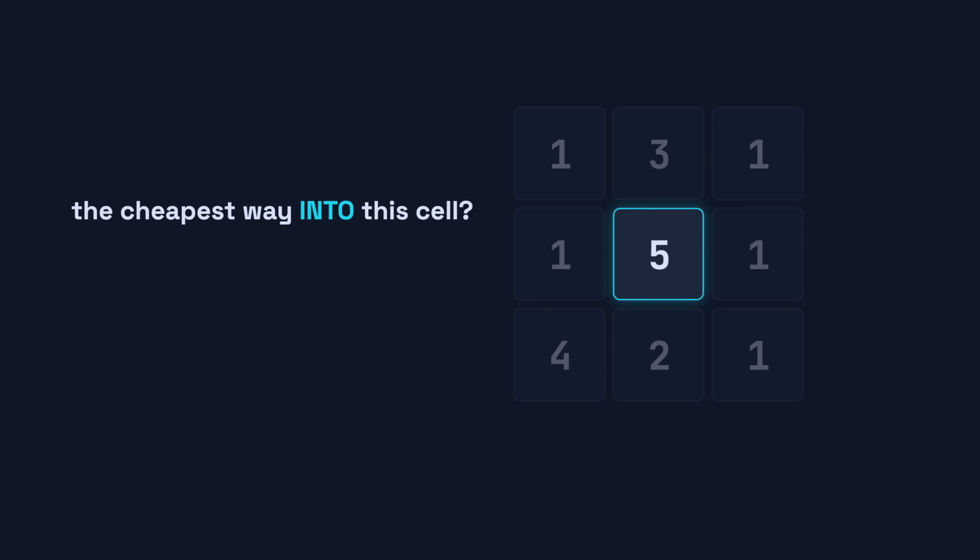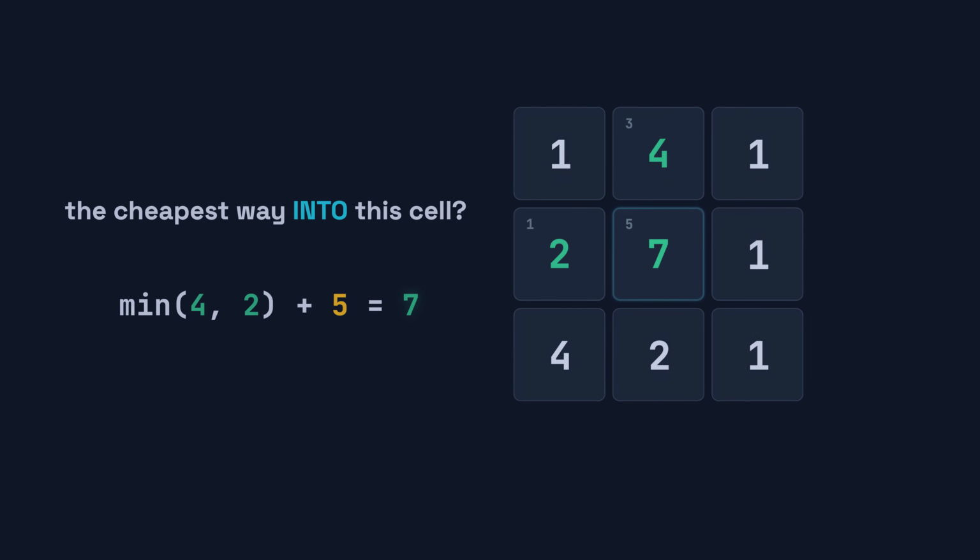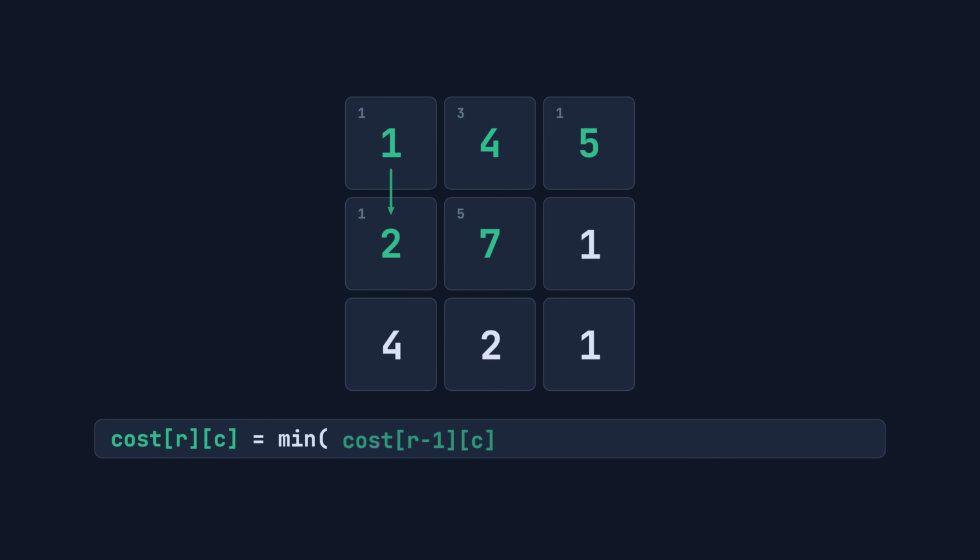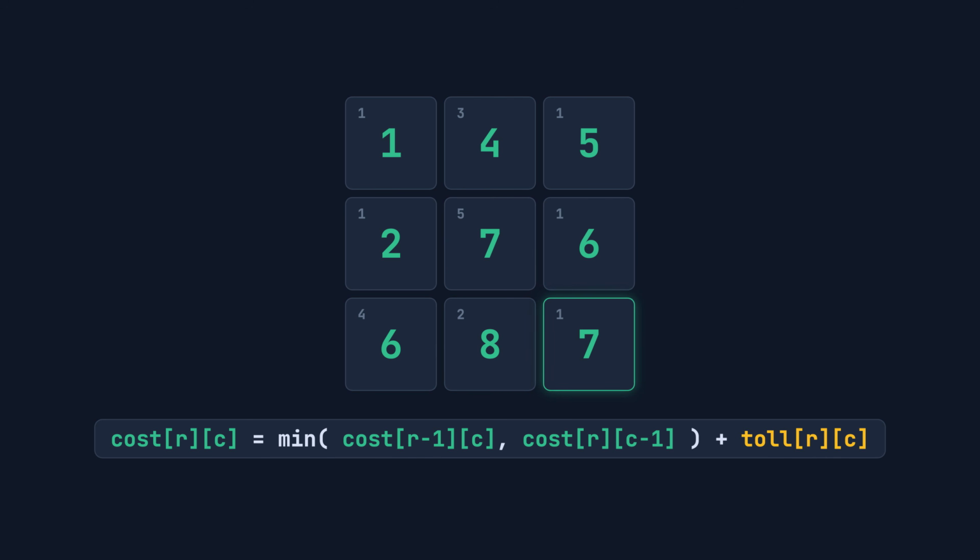Well, there are only 2 ways in, from above or from the left. So all you need is the cheapest way into those two neighbors. Take the cheaper one, add this cell's toll, and that's it. We fill the grid row by row, each cell just looking up and looking left, and the answer drops out at the bottom right corner, which is 7.